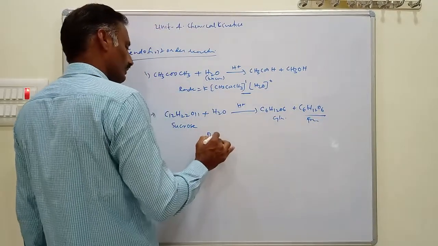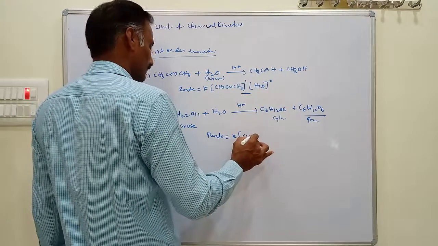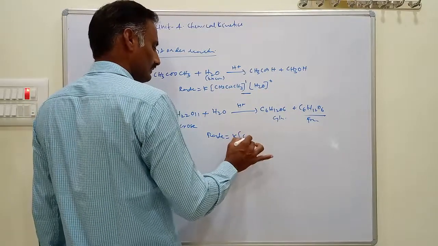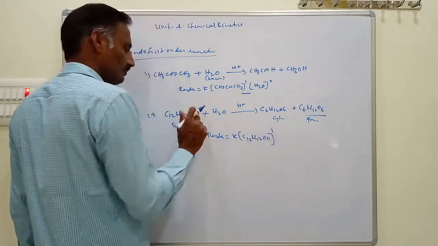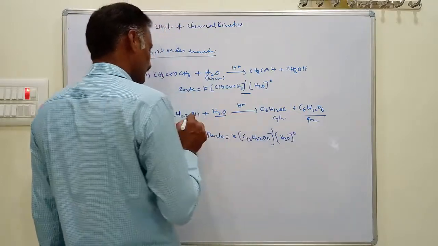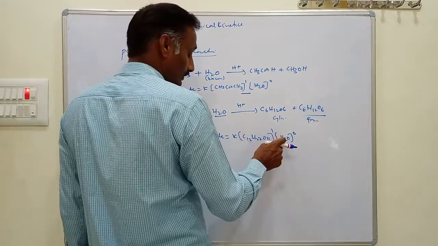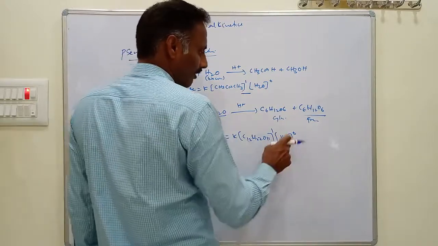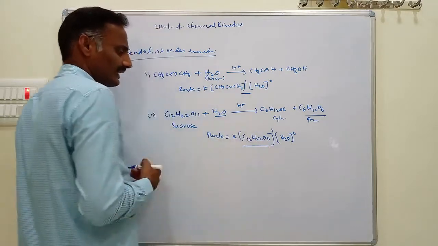This follows a pseudo first order reaction, rate equal to k[C12H22O11]. With respect to sucrose, the order is 1. With respect to water, the order is 0. Water is the excess reactant and sucrose is the limited reactant. With respect to the excess reactant, the order is 0, and with respect to sucrose, the order is 1. This is called a pseudo first order reaction.